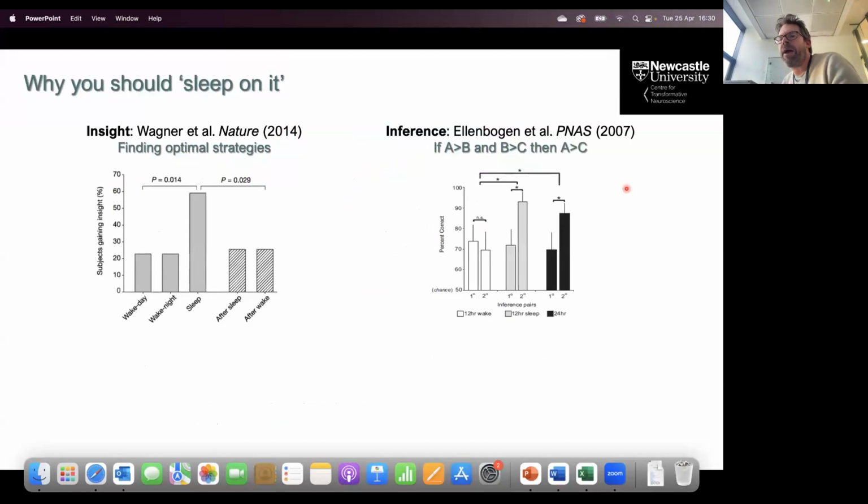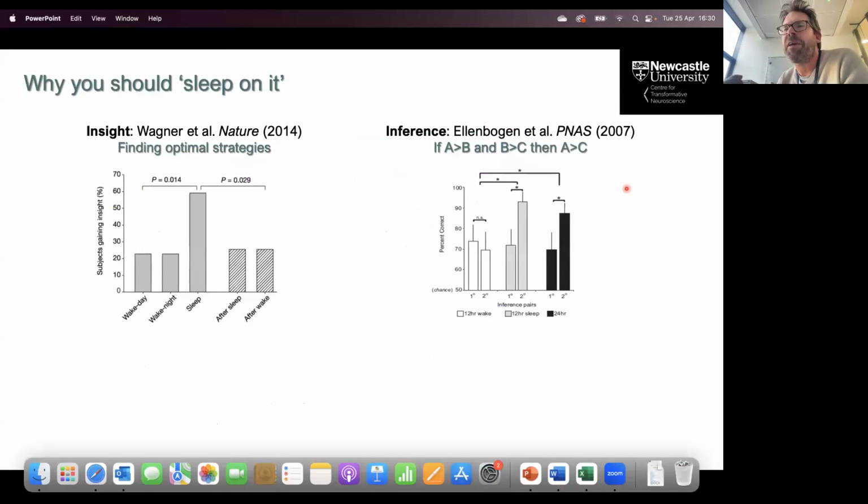Okay, so I have 10 minutes left, and so I'm going to go through this next bit relatively quickly, although I'm happy to discuss it further. This is an attempt to make sense of what actually is going on during the night. And we know, anecdotally, that if you've got a problem, you should go and sleep on it.